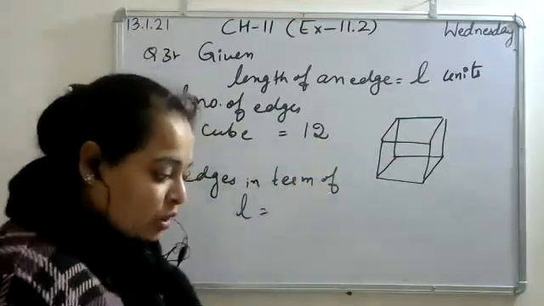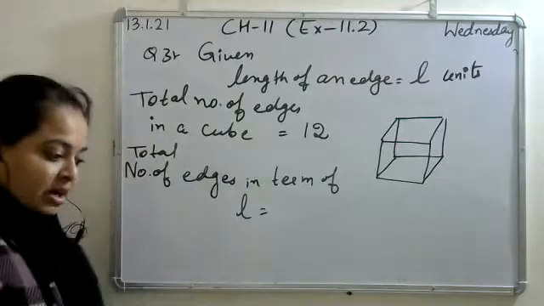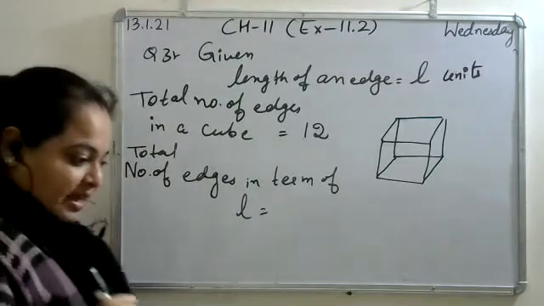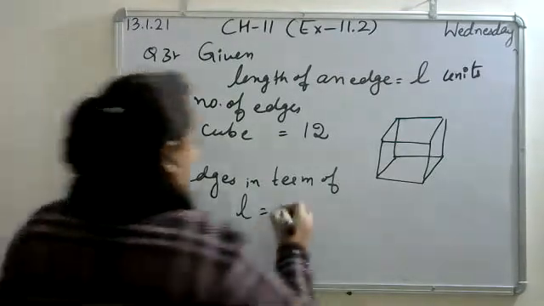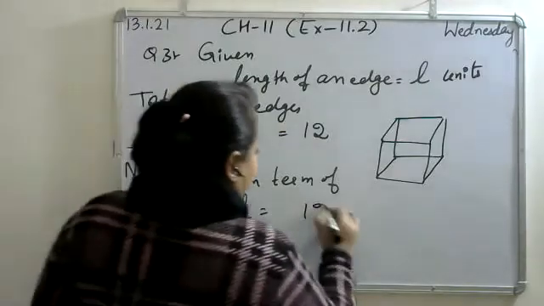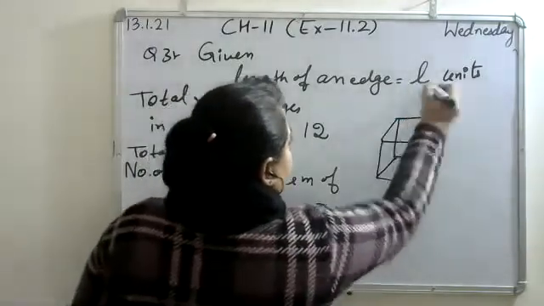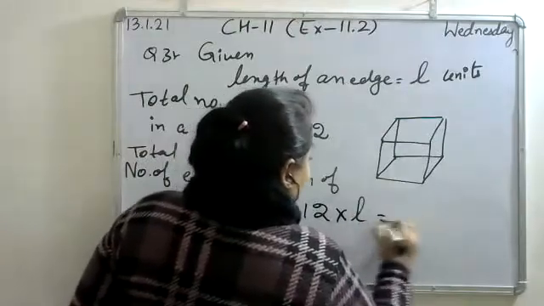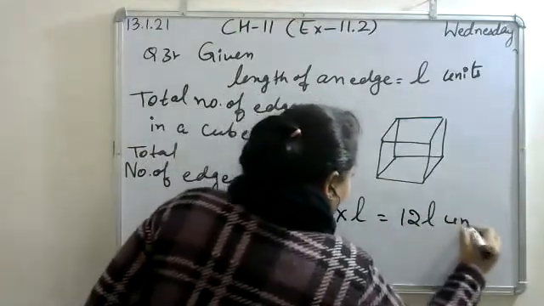Very good Prerna, very good Suhana, very good Bani. Yes, well done. Very good. So 12 multiplied by this L. So this is 12L units.